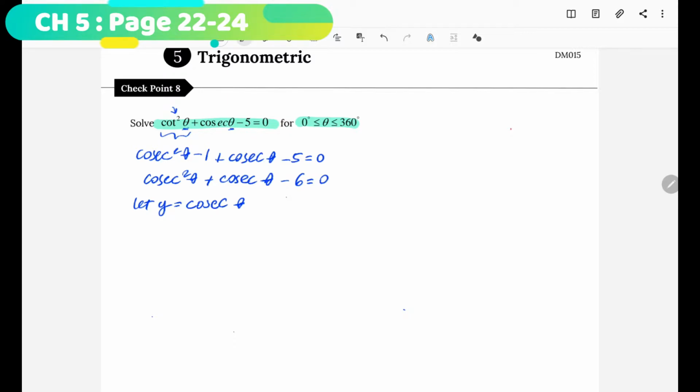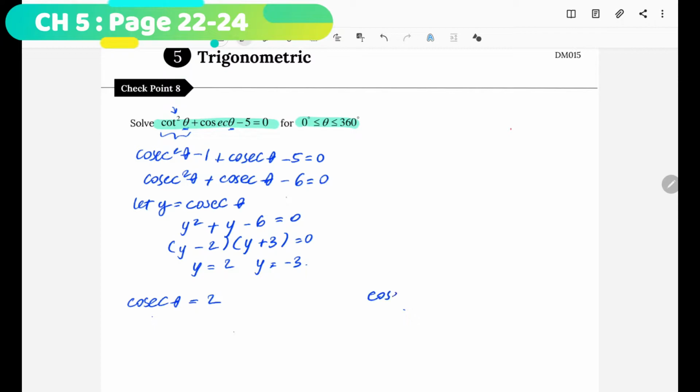So, what you have here is y square plus y minus 6 equal to 0. So, when you factorize, you akan dapat y minus 2 and y plus 3 equal to 0, which is eventually you get y is equal to 2, y equal to minus 3. Okay, so for this one, ingat tadi y kita adalah cosecant theta. Saya tulis semula sebagai bentuk cosecant theta equal to positive 2 and another one here cosecant theta equal to negative 3. So, you have two things here.